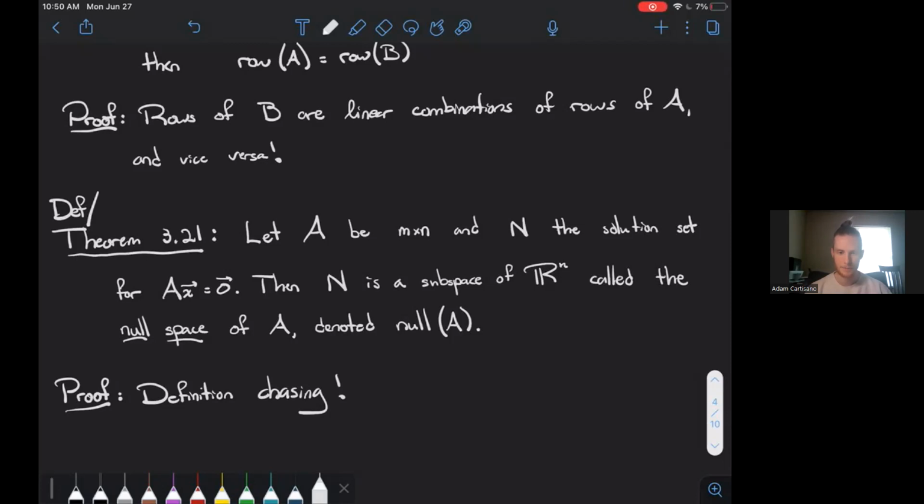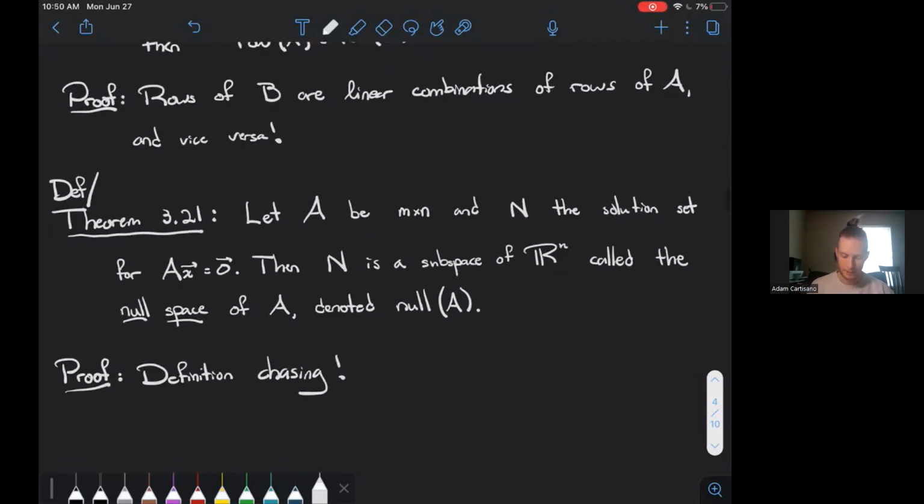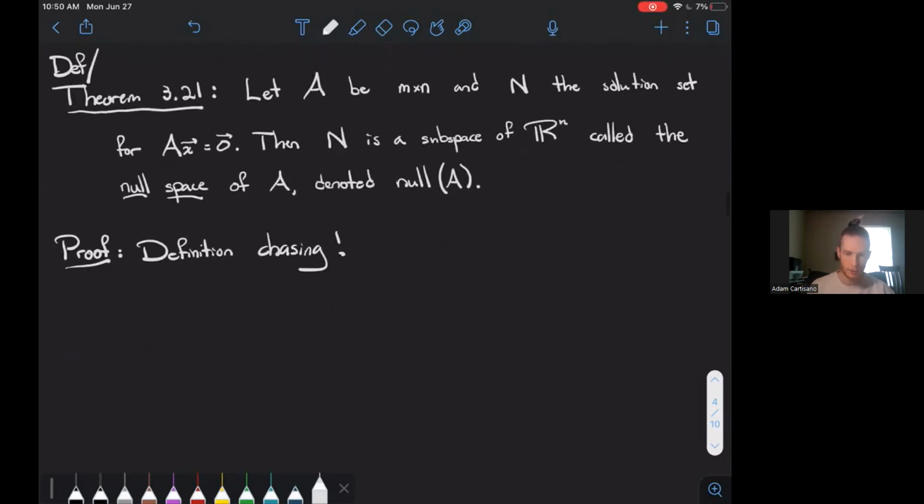Okay, so we have to do some definition chasing. We can prove this one. Maybe we'll gloss over the proof of this one. But the idea is, listen, the zero vector is definitely a part of this null space. That's just saying that the homogeneous system has the trivial solution. Last I checked, that's true.